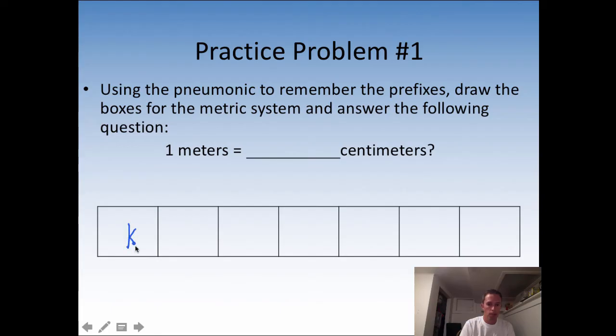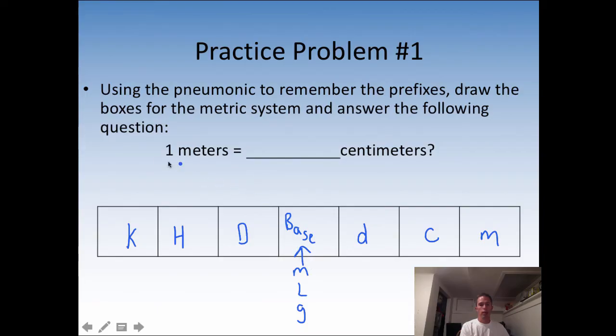Killer, hippos, die, and the by is for the base box, drinking chunky milk. And again, the base units are the meter, the liter, and the gram. And so I always like to include that with this box as well. That's the base units in the metric system.